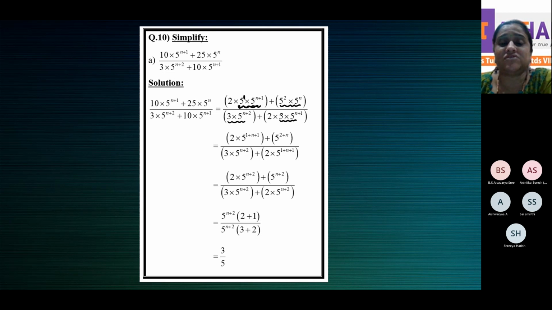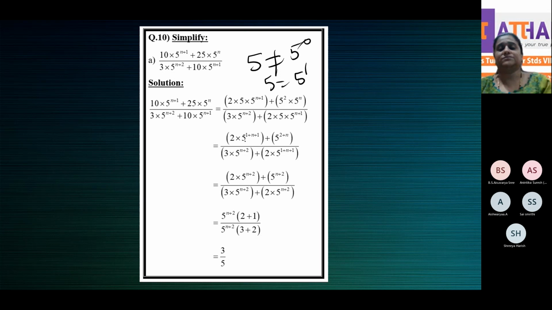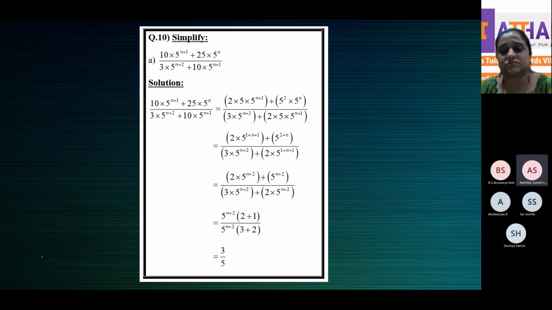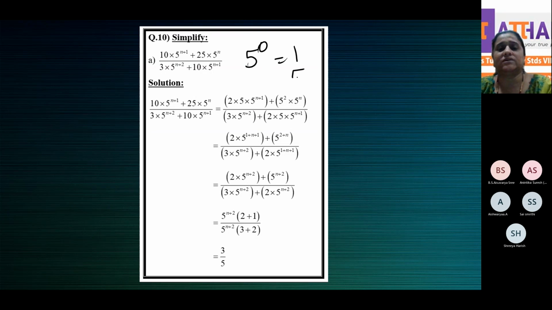Add the powers. If 5 is raised to nothing, it is 5 to the power 1, not 0. 5 does not mean 5 to the power 0. 5 means 5 to the power 1. Because if you write 5 as 5 to the power 0, then 5 to the power 0 is 1. It's not 5. So 5 means 5 to the power 1, which is 5.